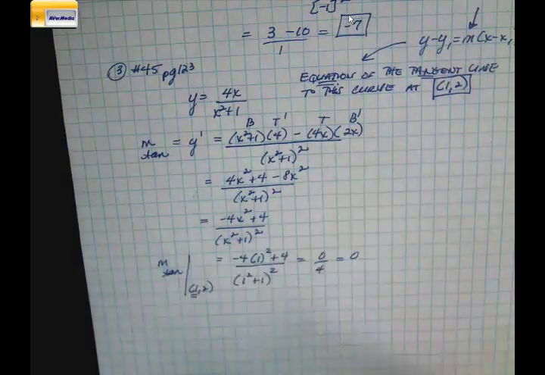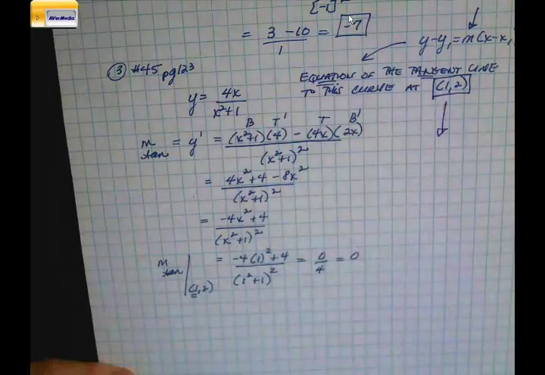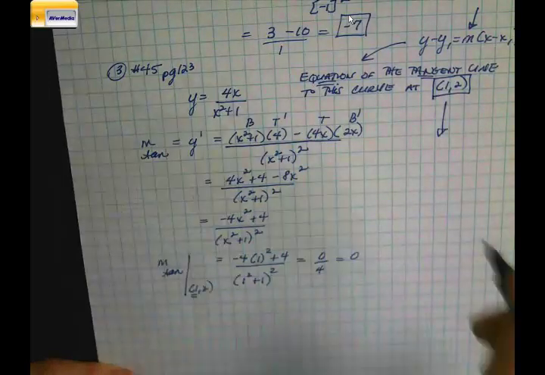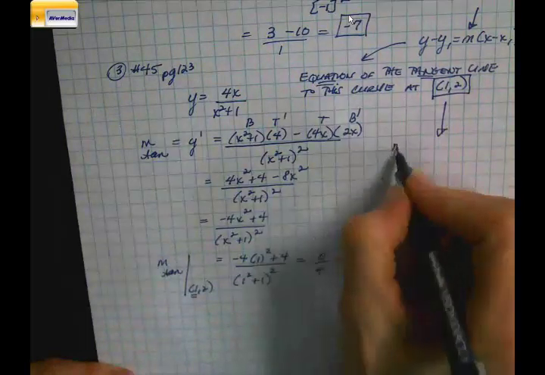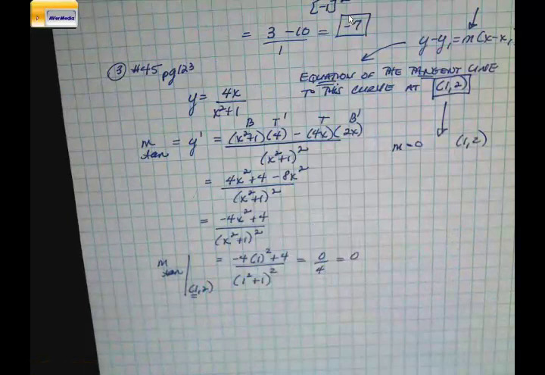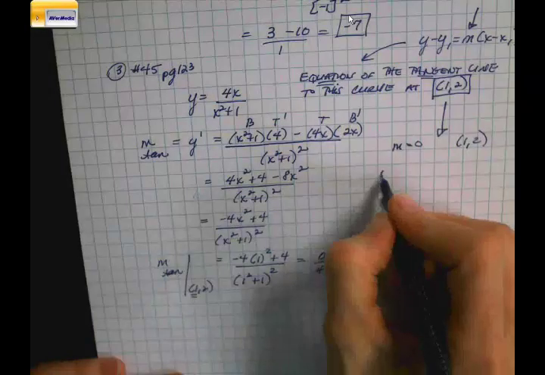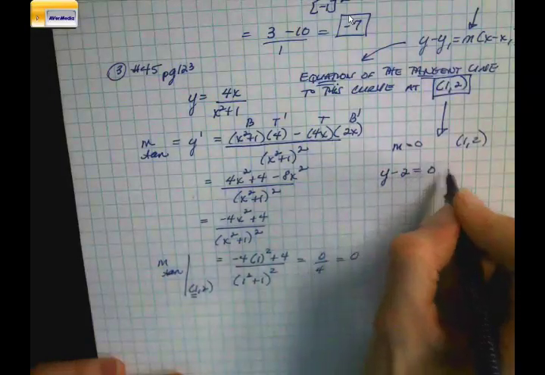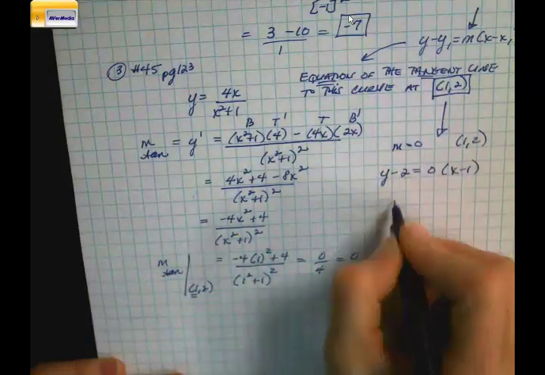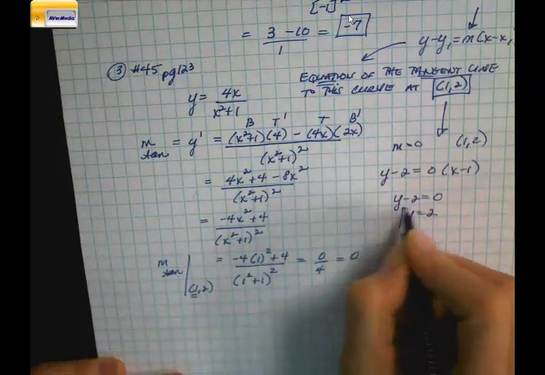0 over 4, which is 0. That's okay. So here we go. The answer to the question, what is the equation of that horizontal tangent line at that point? You have now the slope is 0 and the point is (1, 2), which if this is a horizontal line, you know the answer is y equals 2. But if you're having a hard time with that algebraically, you can still do this. y minus y1 equals m times x minus x1. y minus 2 equals 0, or y equals 2.